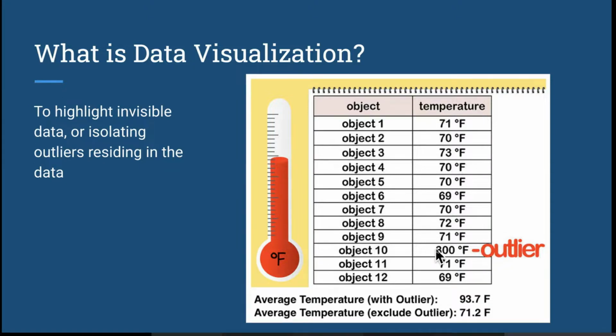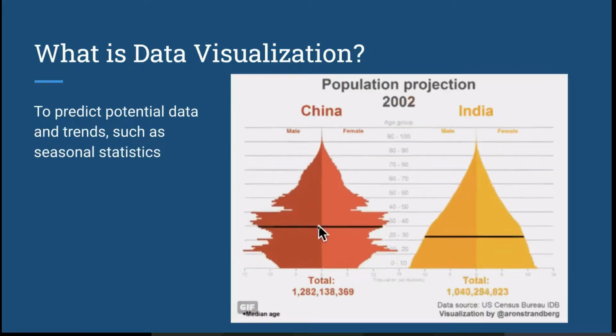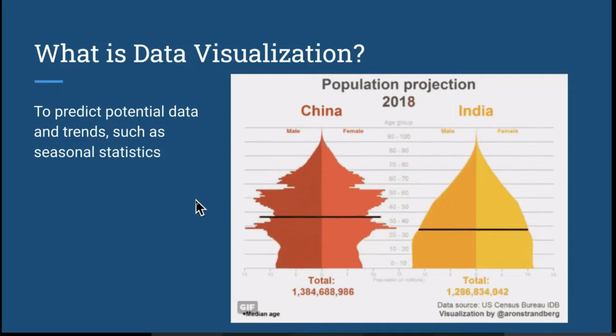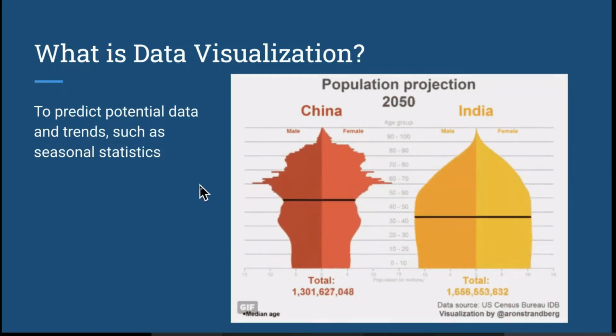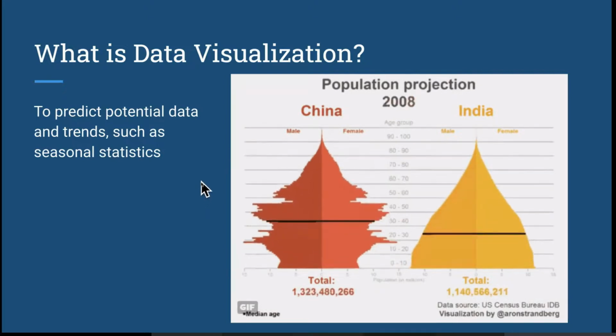It can be due to, let's say, the thermometer not functioning well, or maybe the user misread the information on the thermometer and so on. So with outliers like this, we have to be careful. And as a planner, we can also use a visualization like this to predict potential trends and statistics.